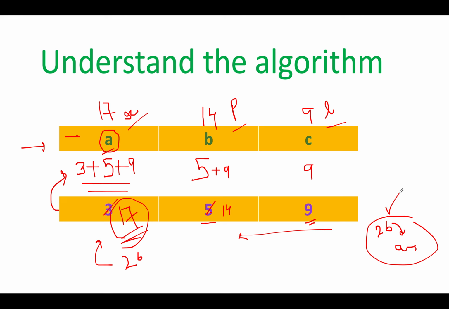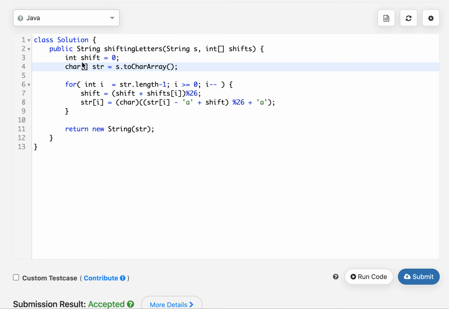Now let's move on to the coding section, which is pretty simple and straightforward. So let's start solving this question. Here I have identified a new variable shift, initialized to 0, and I have converted my input string into a character array so that I can set its value at any particular index, because strings are immutable in nature. Next we have the iterator, which is going from the rightmost index to the 0th index, and the responsibility of this iterator is to calculate the shift needed at each position.